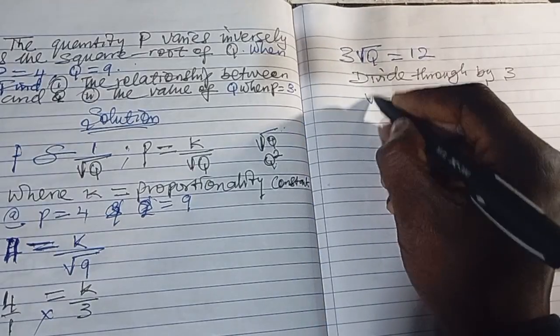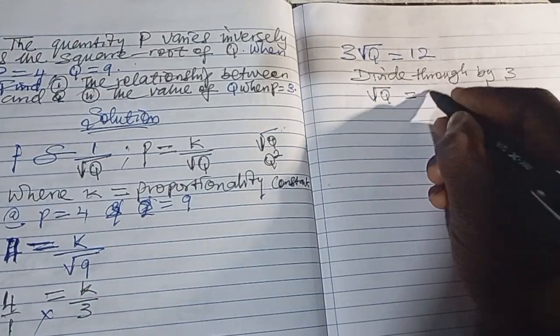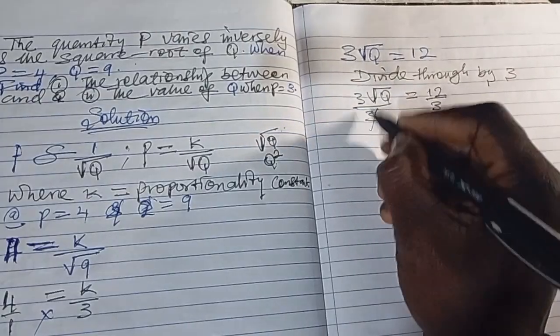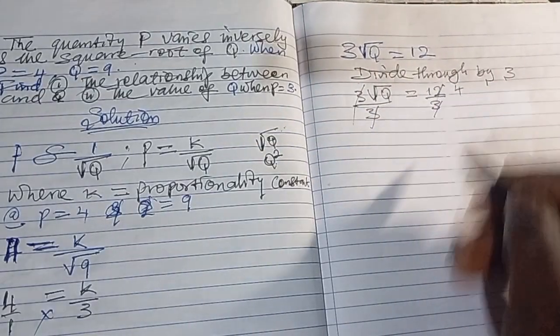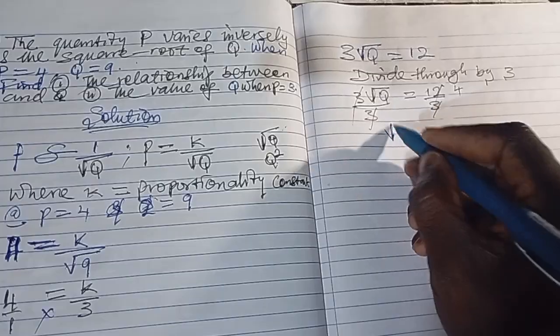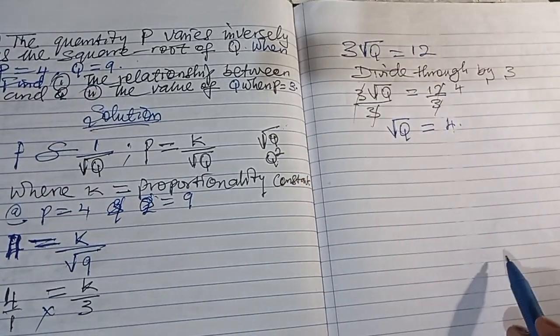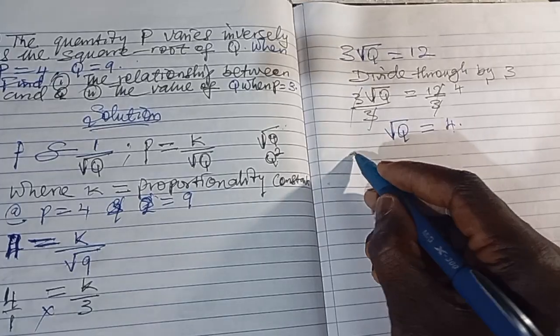Coefficient of root q. So I'll have root q is equal to 12 over 3. Remember, this is 3 also. This can go, and this will go. We have 4. So root q is equal to 4. Now, how can we find q? If we want to find q, we'll square both sides.